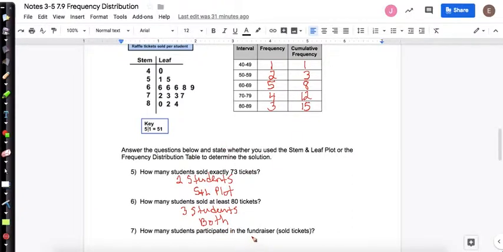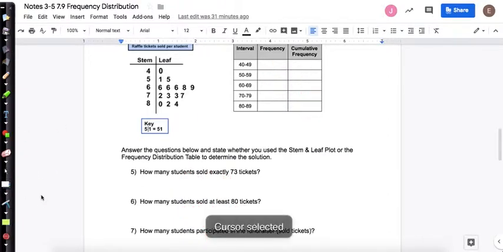How many students participated in the fundraiser? In other words, they sold tickets. So I could count up the leaves here and I get 15. I can also look at the cumulative frequency of 15. So it's 15 students. And I can write both. You probably have a little more room than me, so I'm going to try to squeeze this in here, write both. Okay, now when I ask the other questions, you're going to have to refer to your paper because you're not going to see my chart anymore.